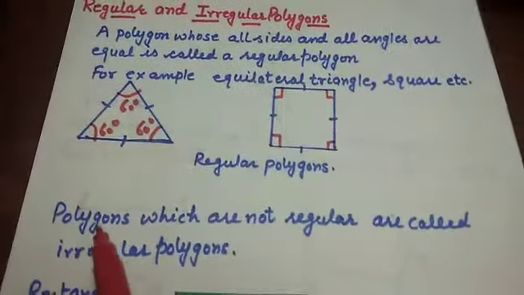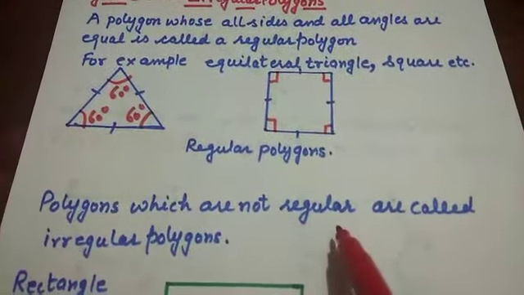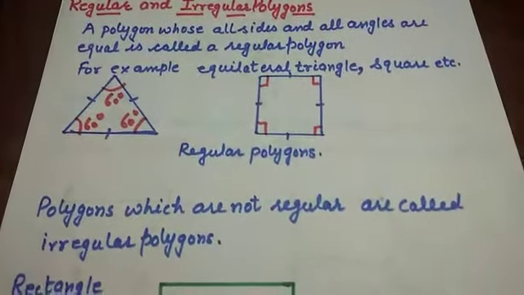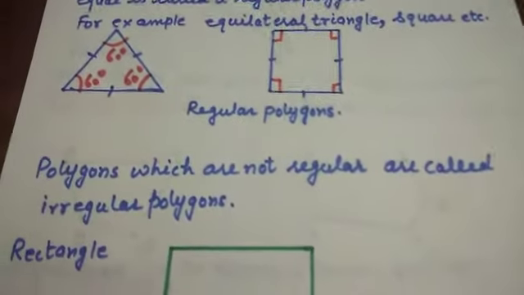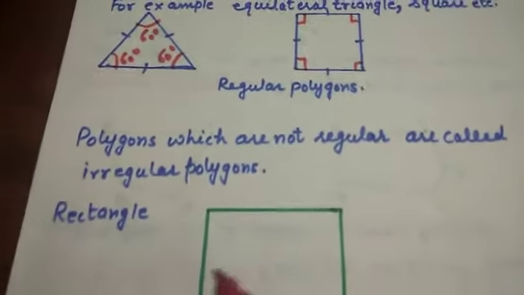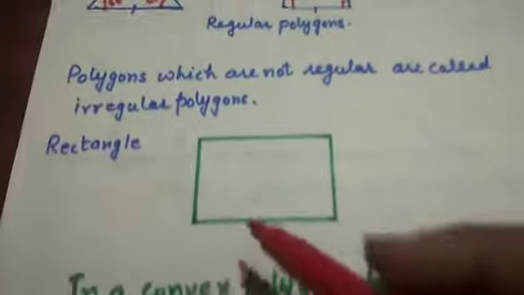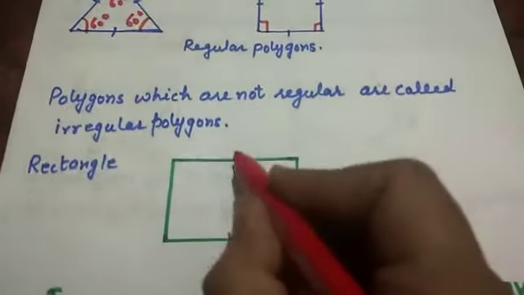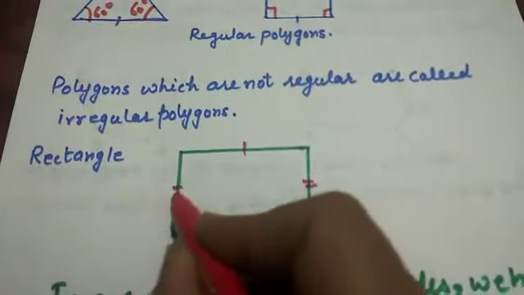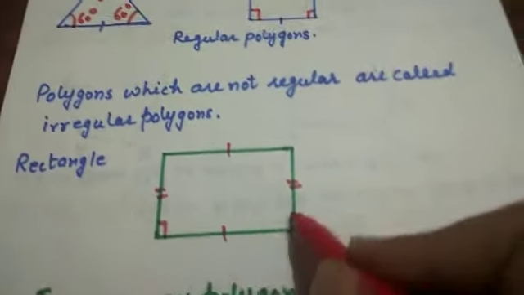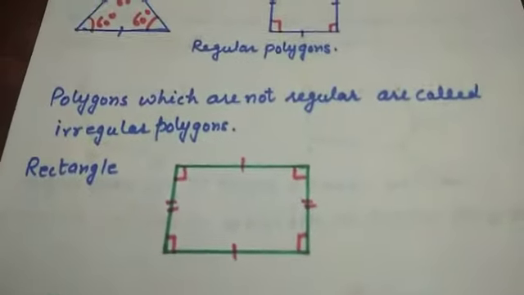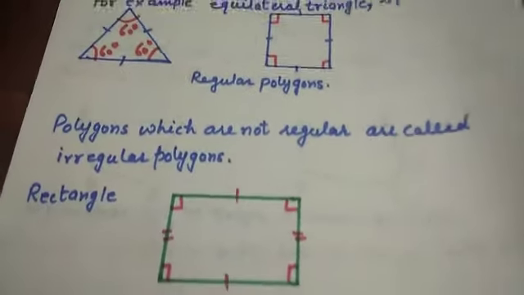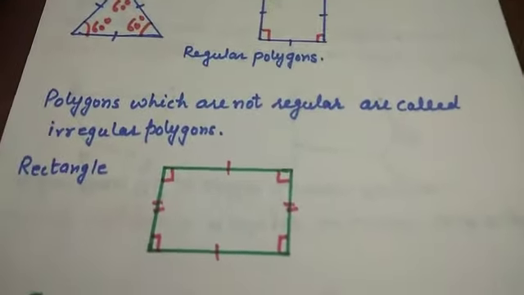Now next we have irregular polygons, meaning polygons which are not regular. Polygons where all sides and all angles are not equal are called irregular polygons. For example, rectangle. In a rectangle, opposite sides are equal. Angles are 90 degrees but all sides are not equal. So it is an irregular polygon.